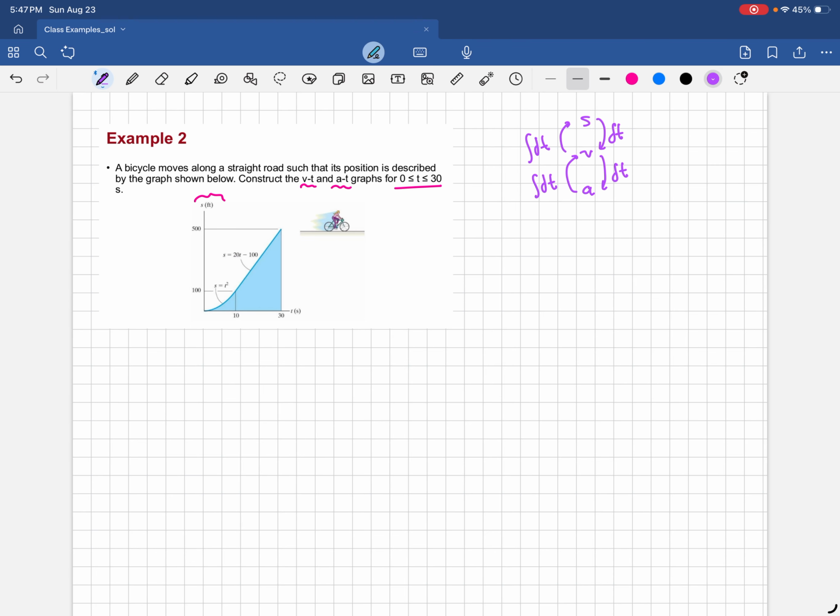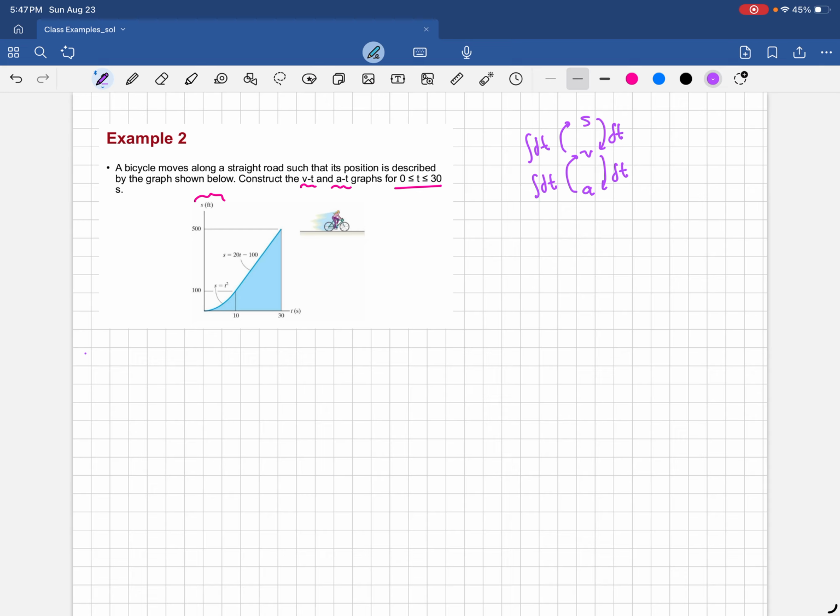We have the position, and they're asking us for velocity and acceleration. So we have to differentiate twice. And then we have two functions. We have a function for the time interval 0 to 10 seconds, where the position is equal to 5t squared, and then we have another function for the time interval between 10 and 30 seconds, with a function of 20t minus 100.